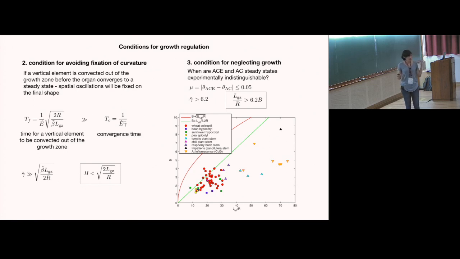And of course, the first condition of passive growth, if you remember, gamma tilde had to be larger than 1. But if here we require that gamma tilde is larger than 6.2, then obviously it also satisfies larger than 1. Okay? So we see that the two conditions that had to be met for regulation, both passive drift and avoiding fixation of curvature, are met in plants. Okay? And the third one is just for experimental issues or to have an easier life.